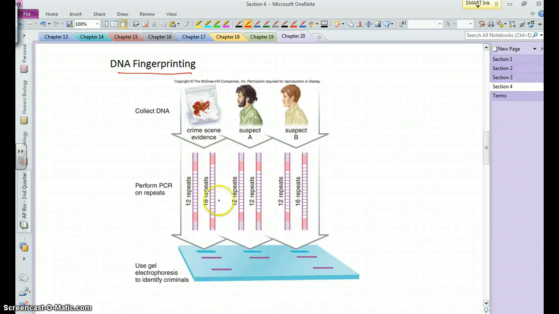We have two copies of each chromosome. In one copy, there were 12 repeats, and in the other, there were 16. So there was a larger piece, the 16, and a smaller piece, the 12. So this person was essentially heterozygous, you might say.